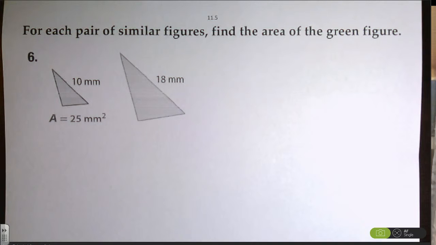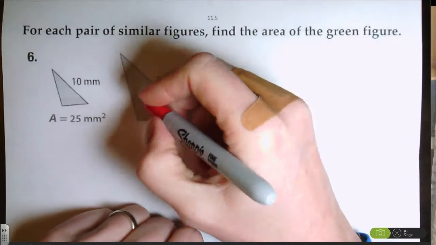Okay, so here are some extra problems from section 11.5 that we went through in class. For each pair of similar figures, find the area of the figure in green. Now, this is in black and white because it's off my printer at home, so it's not in green, but it's pretty obvious that we're looking for this area here.